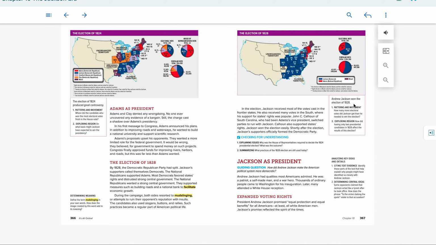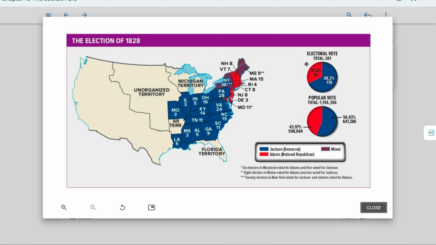Andrew Jackson won the election of 1828. Number 1, patterns and movement. How many more electoral votes did Jackson get than he needed to win the election? Number 2, exploring region. How did having only 2 presidential candidates in 1828 affect the results of this election? So let's take a look at the map.